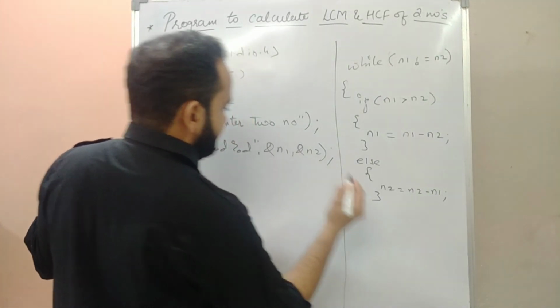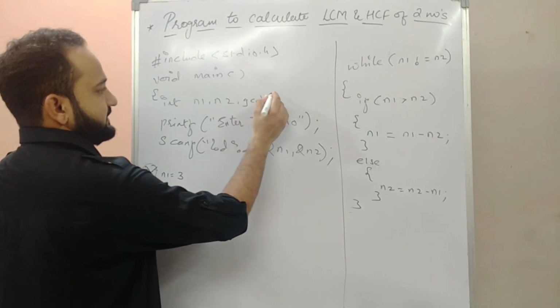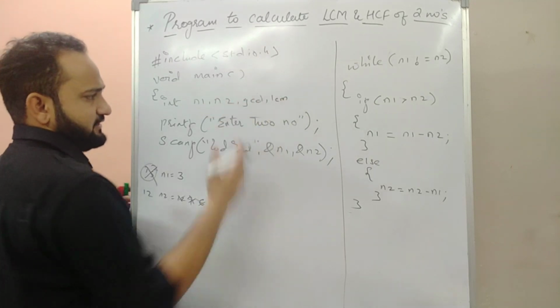Let's write the code for this right now. We require two variables. I'm taking GCD and LCM. You can take HCF or LCM, whatever you want.